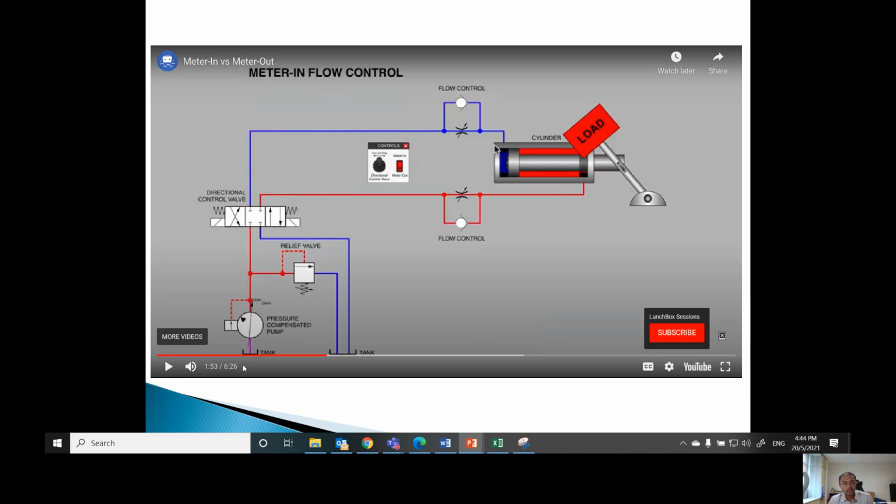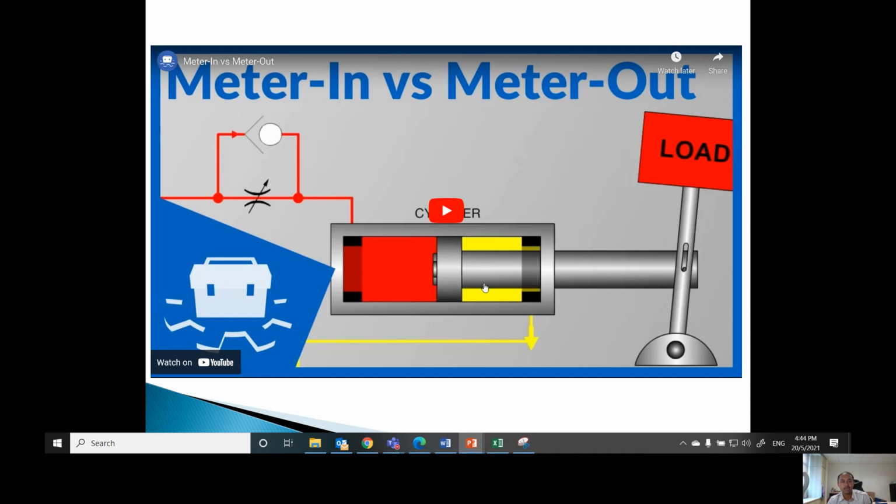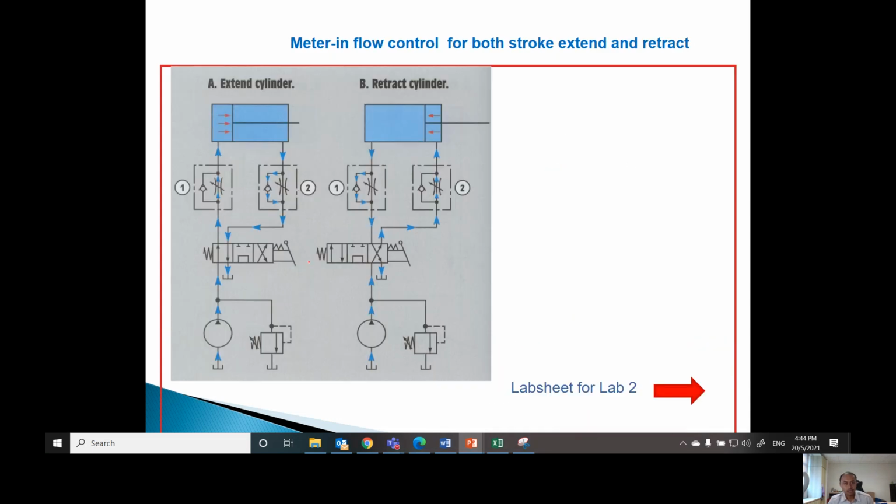So you can watch this video in full, but it's just the same as how I explained just now. But just now, we never combined both one-way FCVs at the same time. We only used one at one time. But in this example, you have both connected. This is how you can do meter in flow for both extend and retract.